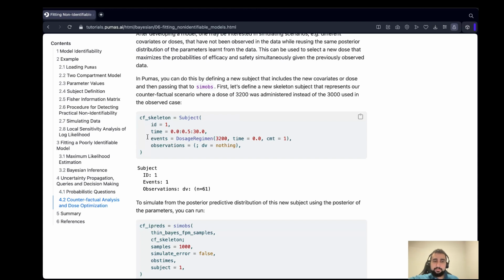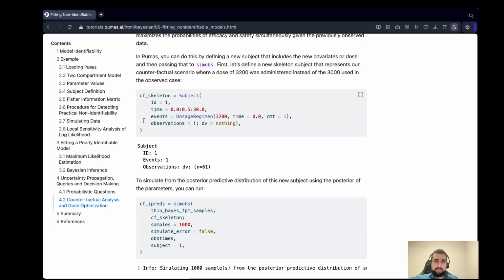But again, you could get creative with the kind of changes that you make here, so that you could really define any dosing regimen that you want and try to optimize that, or multiple such dosing regimens. You could use different doses and so on. Or maybe different drugs even. You could really define anything that you want in your subject. You could even define different covariates. So if this subject doesn't have any baseline or time-varying covariates, but if it did, you could also change that as part of your counterfactual analysis when defining this new skeleton subject.